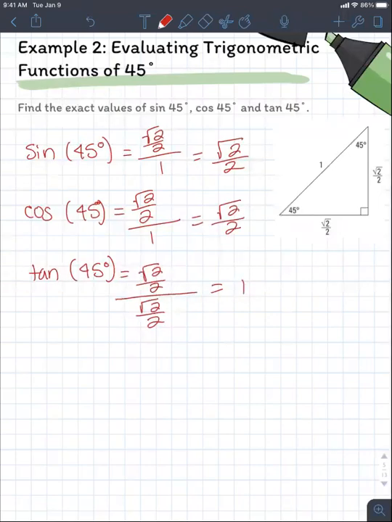Cool? Those values for sine, cosine, and tangent of 45 will always be the same. Always. Don't forget them. They're on the trig table though.